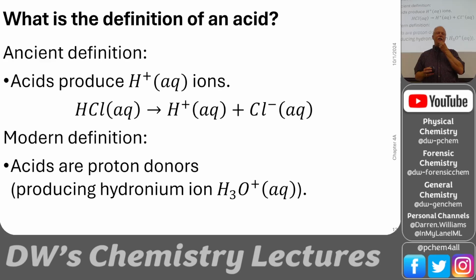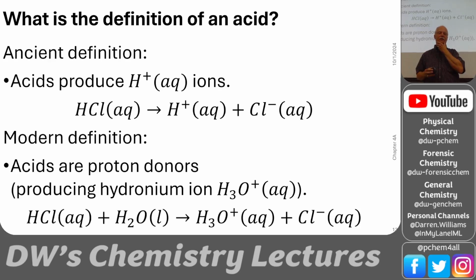So a more modern definition is that acids are proton donors, and they donate a proton to water. And then water becomes H3O+. So this is a new cation. I've mentioned it before when we were learning our cations, but this just reinforces it again. This is the hydronium ion, H3O+. And this is what's really happening. We put HCl into solution and it reacts with water and produces hydronium ion, H3O+, and the chloride ion. So that's what's happening with an acid when it goes into solution.